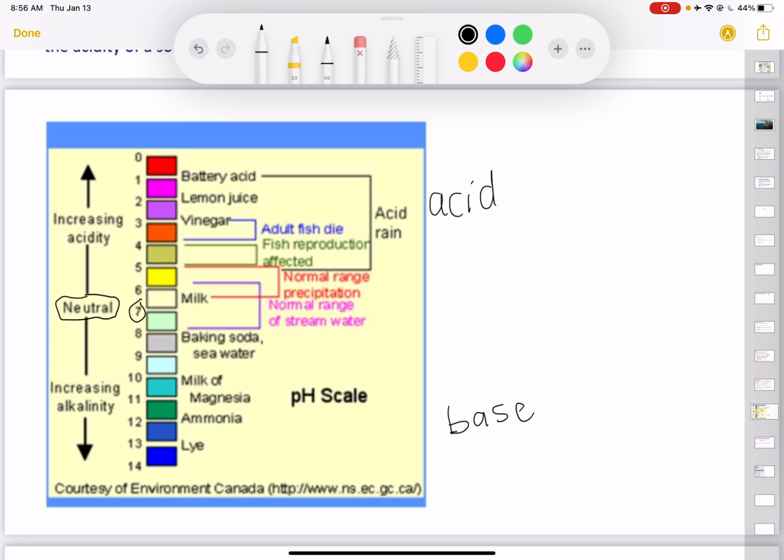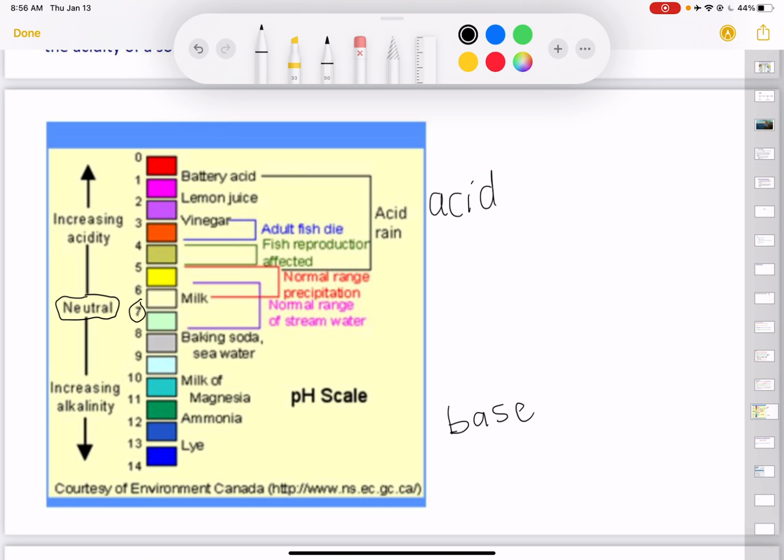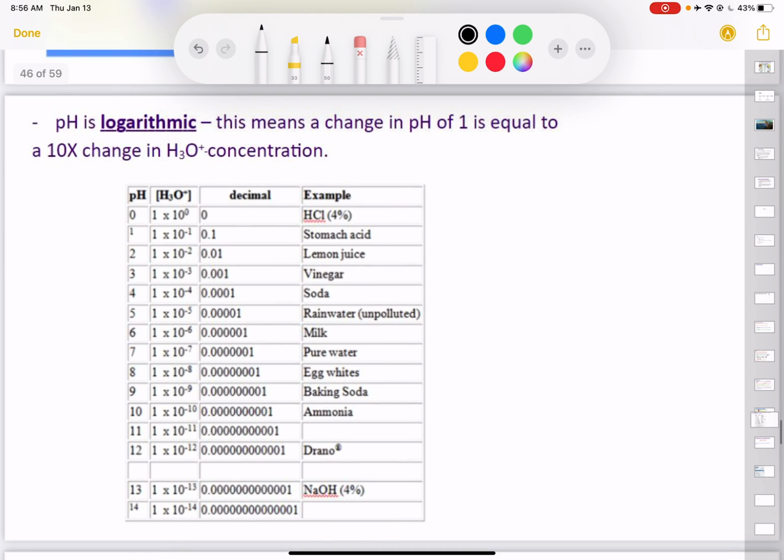as you become more and more basic, you have a higher and higher number, okay? And 7 tends to be the neutral pH. So pH is a logarithmic scale. This means that a change in pH of 1 is equal to a 10 times change in hydrogen concentration.